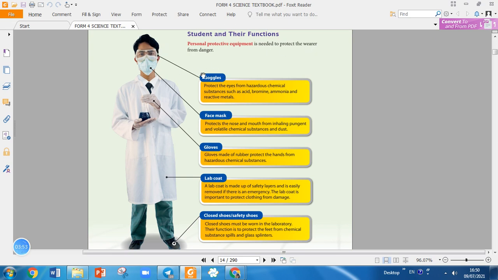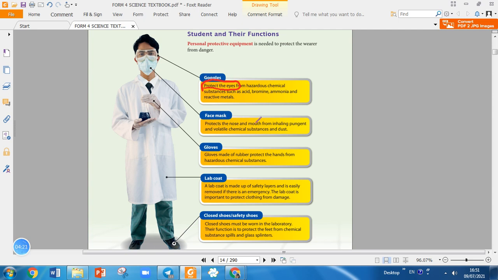Number 1, goggles, spelled as goggles, must end with S. It can protect eyes from hazardous chemical substances such as acid, bromine, ammonia, and reactive metals. So in the exam, you can write it very simply: protect the eyes.